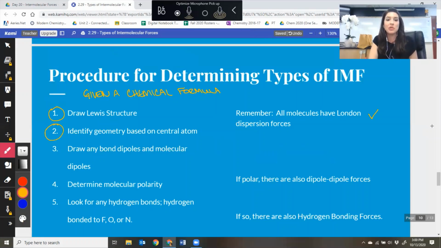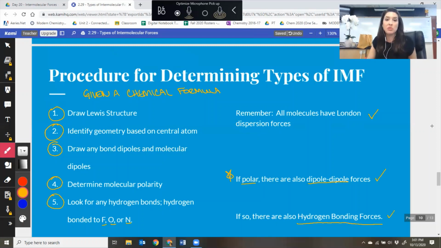Next, identify the geometry based on the central atom of the chemical that you're trying to solve. Draw any bond dipoles if they exist, and molecular dipoles, and if that chemical is polar, then you can also include dipole-dipole intermolecular forces. So once you've determined molecular polarity, you'll be able to decide if this is a polar molecule or a non-polar molecule. If it's polar, don't forget to include the dipole-dipole intermolecular forces. Lastly, look for any hydrogens bonded to highly electronegative elements like F, O, or N, fluorine, oxygen, or nitrogen. If hydrogen is bonded to one of those three, you can also include the hydrogen bonding intermolecular forces as well.